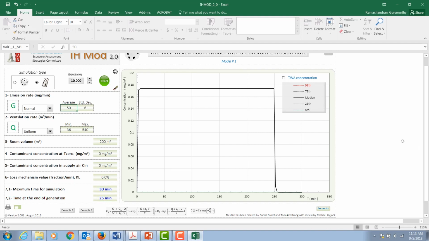Okay, let's re-record from the point where I'm starting to describe the simulations here. So I'm going to set the generation rate G to be a normal distribution with an average or mean of 50 and a standard deviation of 6 milligrams per minute. The ventilation rate Q can be described by a uniform distribution with a minimum of 36 and a maximum of 540 cubic meters per minute. The room volume is 200, and then the maximum time for simulation is 30 minutes, and the time at the end of generation is 25 minutes. And I'm going to do 10,000 iterations of this model.